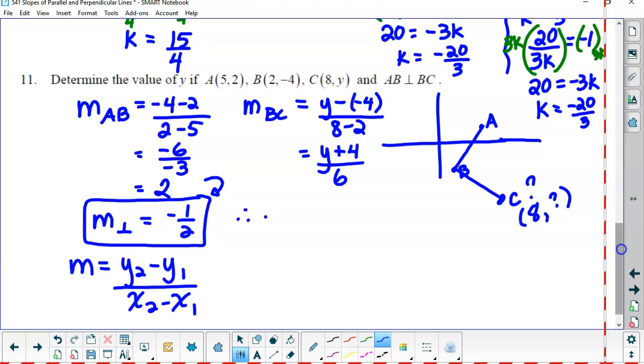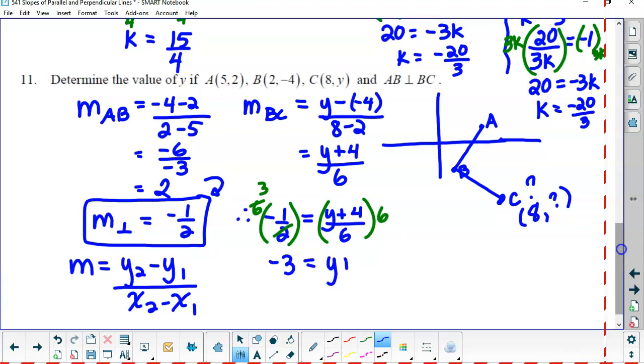Therefore, negative 1/2 is equal to y plus 4 over 6. Because this slope is negative 1/2, and it's also this expression. We just don't know what that y value is, but that's how we can find it out. So now multiply through by 6 and solve for y, you get negative 7.